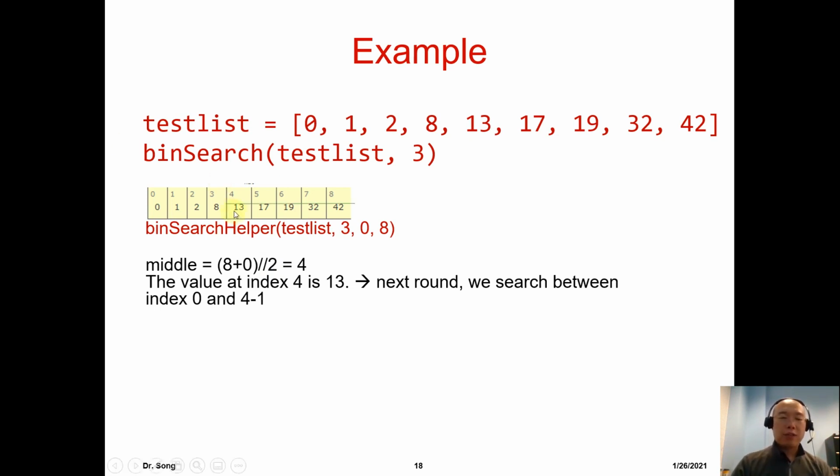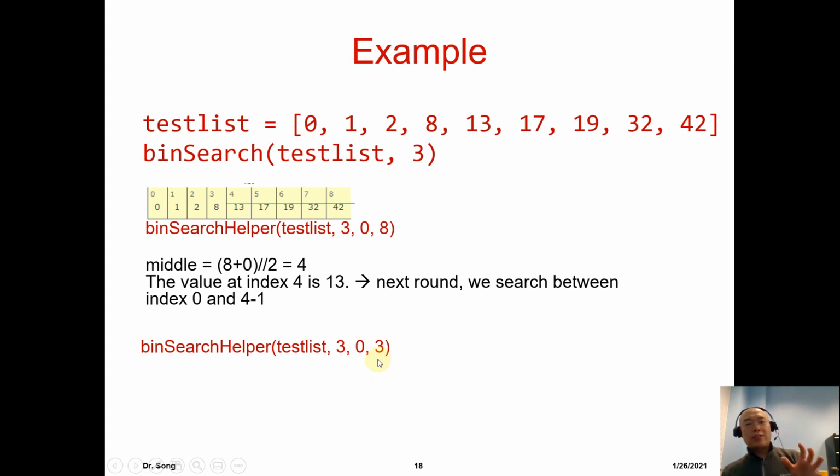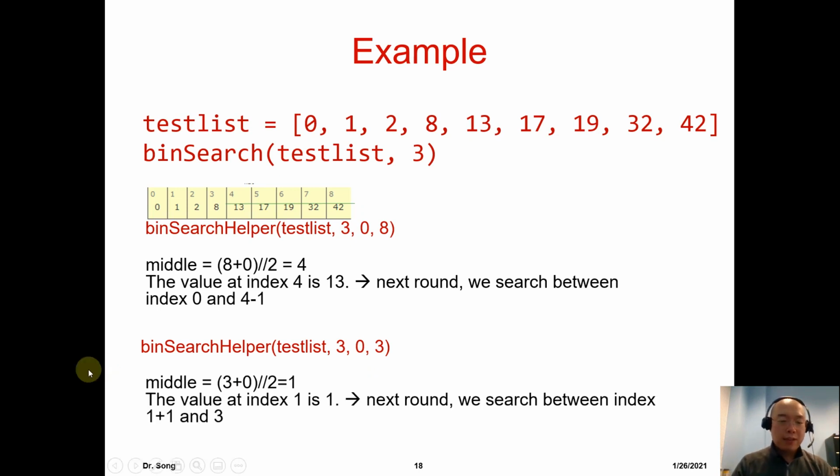So I'm going to cross out index 4 to 8 because this part we don't need to search anymore. And then we update the upper bound to 3. So now the search space becomes from index 0 to index 3, and then we want to do another search, and the new middle value is on index 1, and on index 1 we have the value 1. However, we are looking for 3. This means we can cross out index 0 and 1. Now we have the lower bound as 2 and the upper bound as 3. That is our new search range.